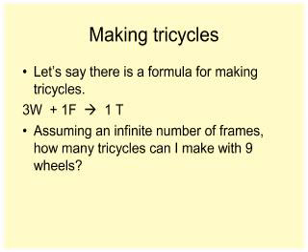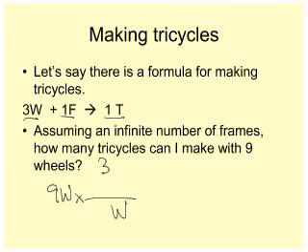So the idea would be very similar to making tricycles. Let's say there's a formula for making tricycles. 3 wheels plus 1 frame makes 1 tricycle. Assuming you have an infinite number of frames, so I've got all the frames I could ever wish for, how many tricycles can I make with 9 wheels? Well, you know the answer is 3, but here's the math that you did in your head. 9 wheels times dividing bar, wheels on the bottom to cancel out wheels, tricycles on top, and then what you use to do this is, you know, you get 1 tricycle for 3 wheels.